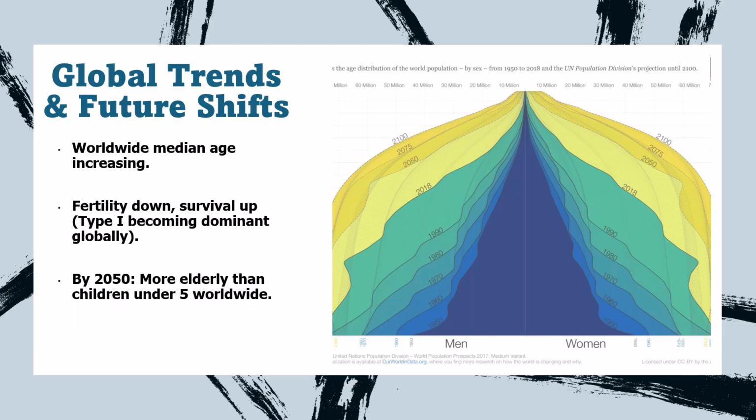Broadly, the world is moving towards type 1 survivorship, with declining child mortality and longer lives. However, global fertility has fallen too. By 2050, for the first time in history, there will be more elderly people worldwide than children under 5. This shift has massive implications: pension systems under strain, increased demands for elder care, but also greater experience and knowledge among the population. Different countries will face very different challenges depending upon their place in this.